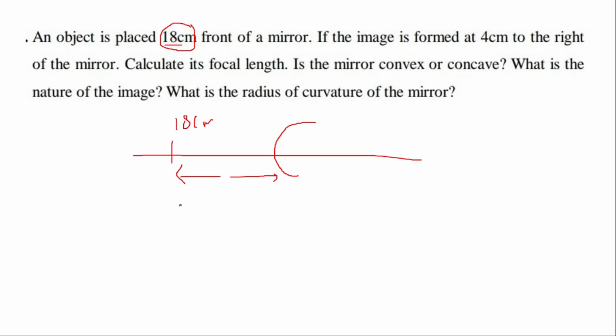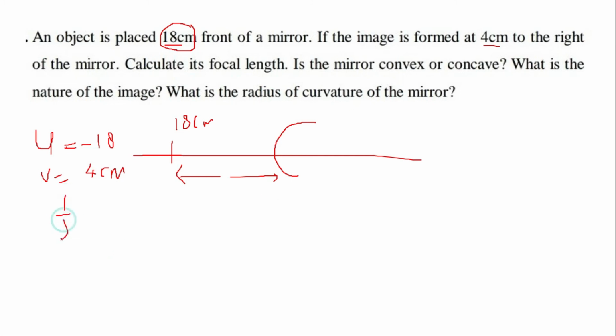So what we have to understand, first of all, we'll take object distance u equals to minus 18, and they are saying the image is formed at the right side of the mirror. See, in both the cases, convex as well as concave, the mirror forms image on the right side, because a concave mirror forms a virtual image in one case. So we are taking v equals to 4 centimeter. On the basis of the nature of focal length, we'll decide which type of mirror this is.